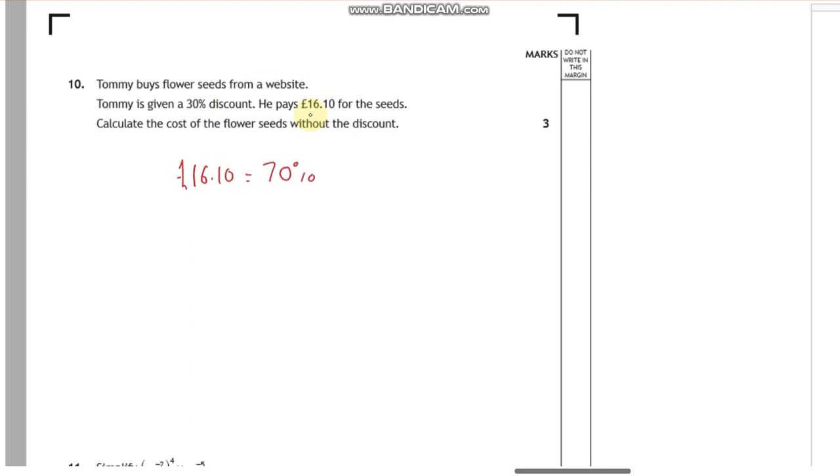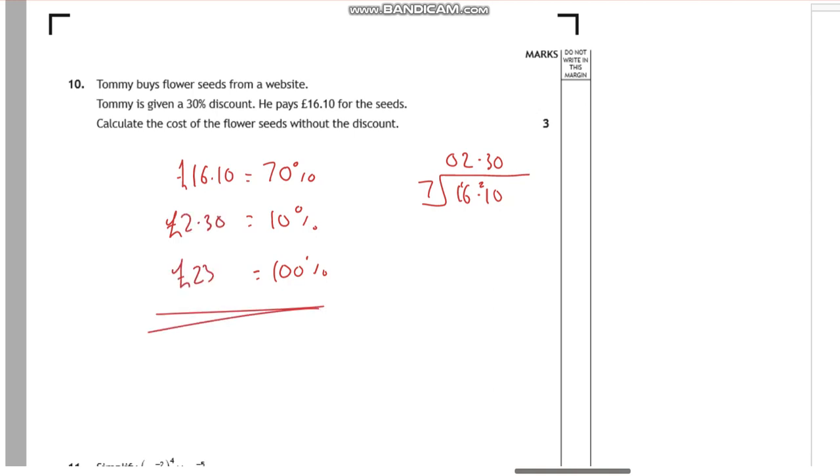Because it was 100%, he's paid 100%, but there was 30% off it. 100 take away 30 would be 70. So that's your starting point. Usually we're working out 10%, and then getting ourselves to 100%. So to get from here to here, I have to divide by 7. So 1610 divided by 7, that will be 2, carry the 2, and 3. So £2.30 is 10%, so 100% would be £23, yeah?